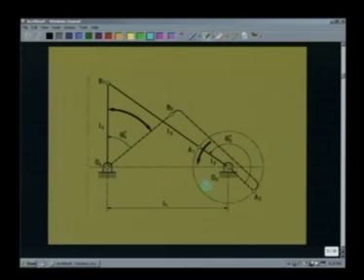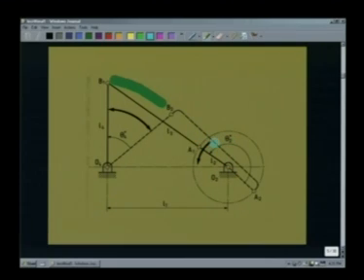As this link, the Crankrocker mechanism, this crank O2A rotates, there is another configuration when O2A2 and A2B2 again become collinear. And the corresponding configuration of O4B, that is this O4B2, is the other extreme position of this follower link, that is link 4. So, we are considering a Crankrocker mechanism, and we see that as the follower goes from O4B2 to O4B1, during this movement, the crank rotates from O2A2 to O2A1.